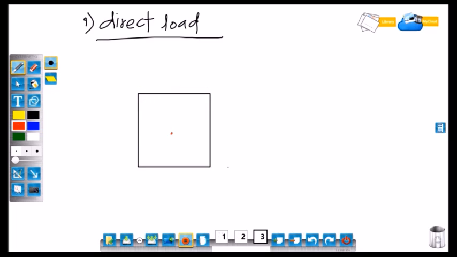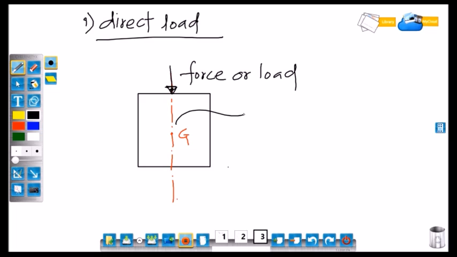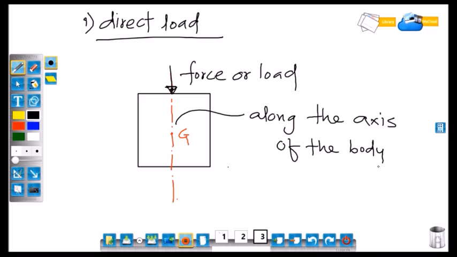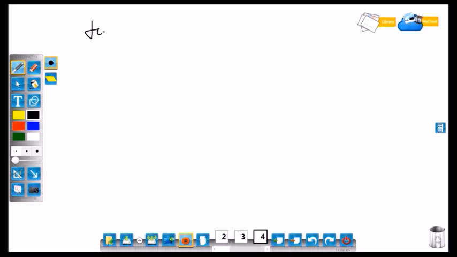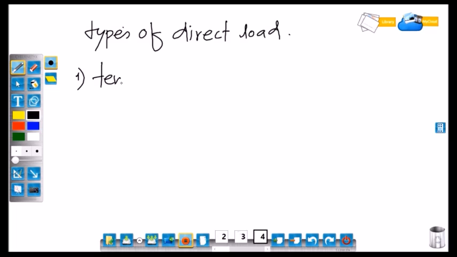Consider a body, and this is the CG of the body, and the axis, that is the line passing through the CG, and force is acting on the axis. This is the axis of the body. Types of direct load. First one is tensile.